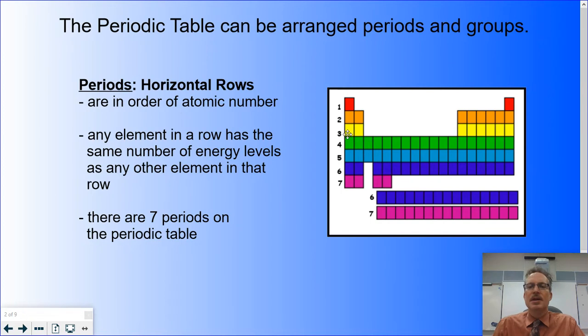For instance, if you were in period 4, let's say for calcium right here, element number 20, you would have 4 energy levels. 2 in the first, 8 in the second, 8 in the third, and then 2 in the fourth. 4 energy levels because you were in period 4.